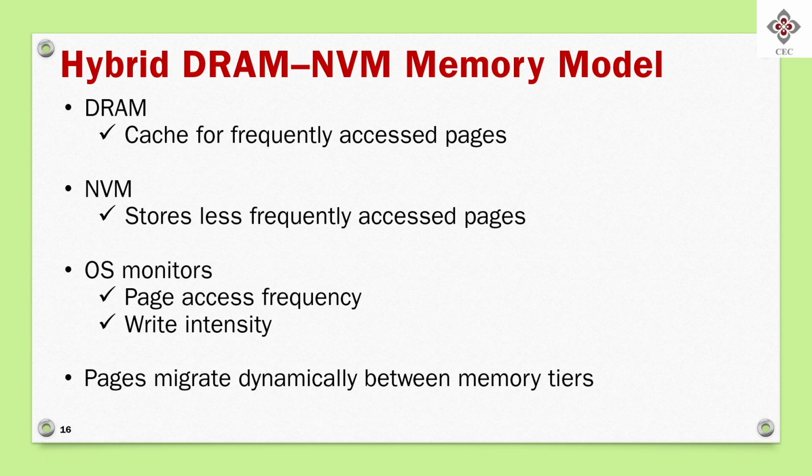So, we have the hybrid version, that is the hybrid DRAM-NVM memory model, which has the DRAM cache for frequently accessed pages and NVM to store less frequently accessed pages. The OS monitors all this and assigns the page access frequency and write intensity, how many times you have to write in the NVM, because that is the main thing you have to take care of in non-volatile memory handling. Pages migrate dynamically between memory tiers.